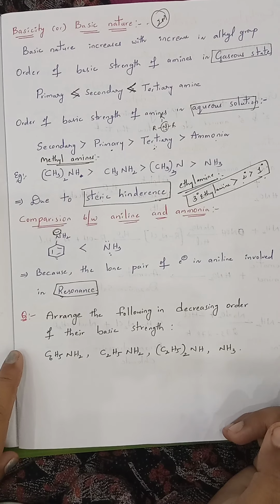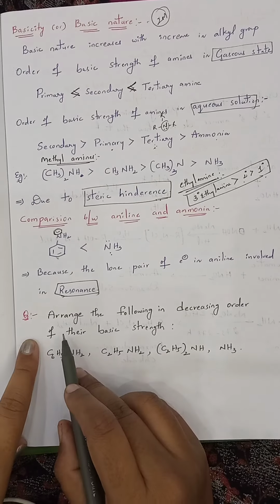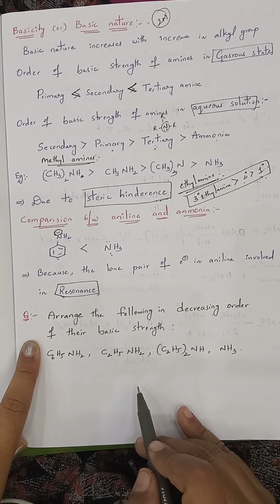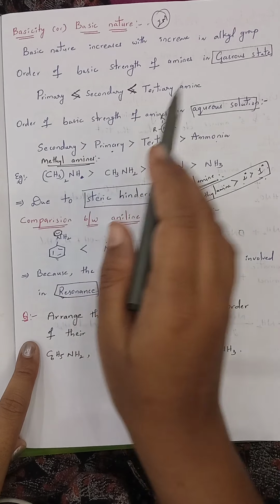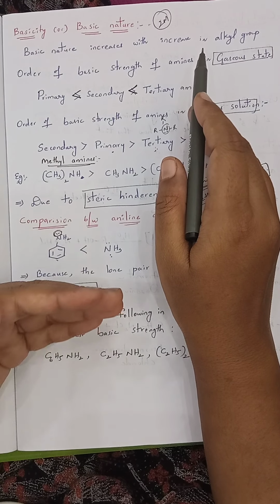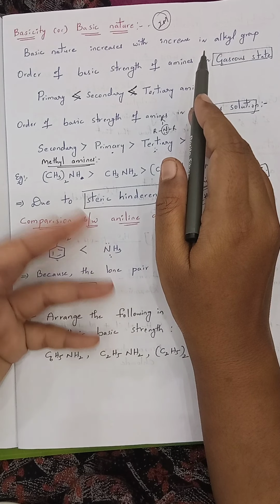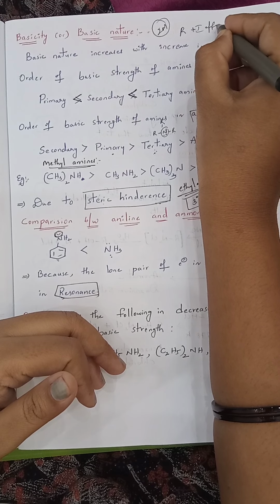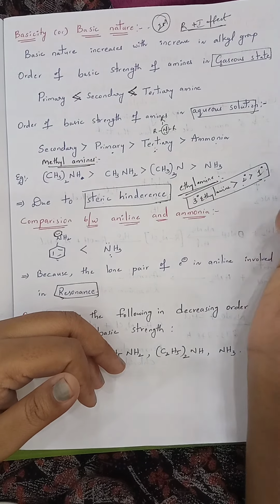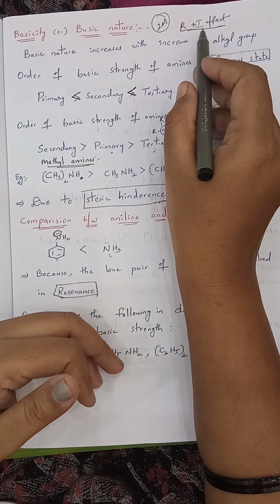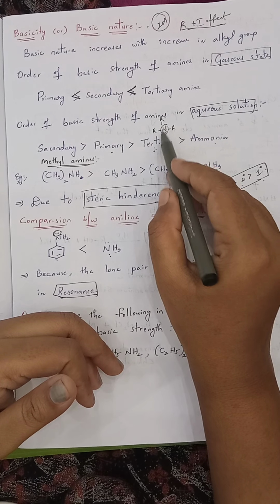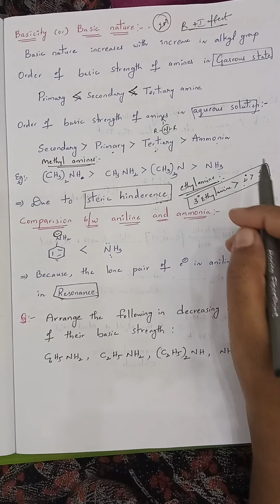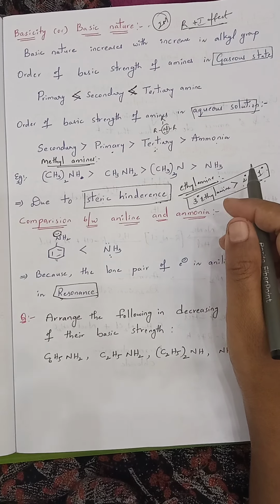Here I am giving a question for you. Solve this question and send your answer to me. Basic nature always increases when the number of alkyl groups increases, because each alkyl group acts as a plus I effect group. That means it can donate electron pairs. If they donate electron pairs to the nitrogen, electron density on nitrogen increases, the property to attract the proton increases, and basic nature also increases. Are you clear?